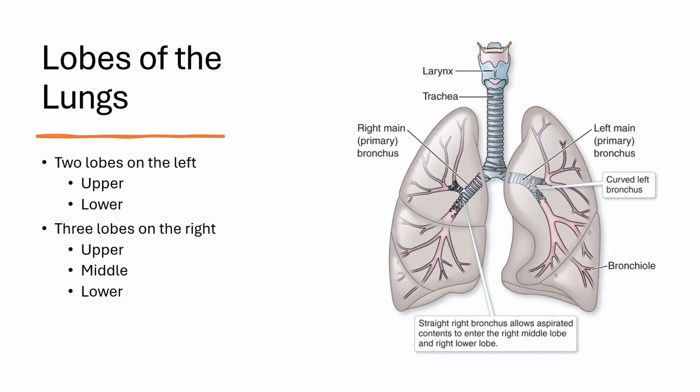So once again, we've got the trachea here that's splitting into the two different sides of the lungs. You've got two lobes on the left, upper and lower, and then three lobes on the right. And as you can see with this right side here, it's a very straight shot. So that's why a lot of times food, if it goes down the windpipe through here, it'll end up in that right lung just because it's a little bit easier for it to fall into the right lung.